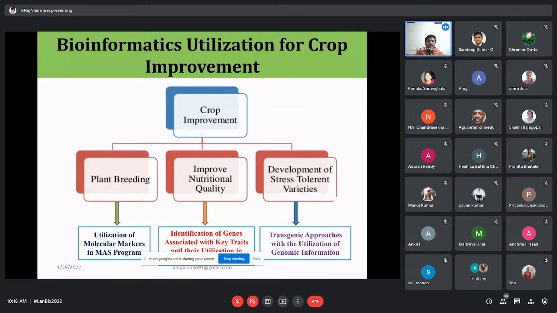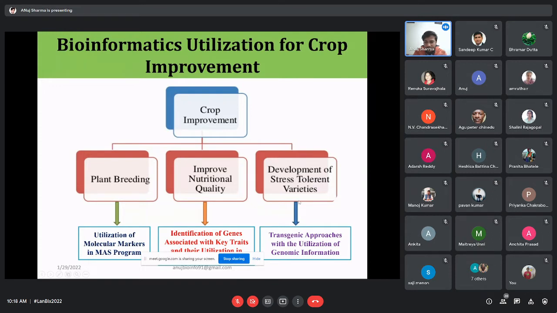Now the applications: how we can utilize bioinformatics for crop improvement and what the major applications are. In plant breeding, as a plant breeder, we can go for the development of molecular markers and utilize them in marker assisted selection, improve nutritional quality, and identify key genes associated with traits like biofortification and their fruitful utilization for the development of nutrition efficient cultivars and stress tolerant varieties.